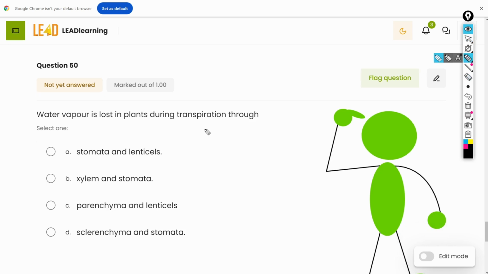Question 50. Water vapor is lost in plants during transpiration through, now plants lose water through two basic organs, through the leaves and the stems. These are the two basic organs that plants lose water, and majority of the water is lost through the leaves. Now, the openings in the leaves via which the water exits the plant are called the stoma or stomata, while the openings in the stem via which water leaves the plant are called lenticels.